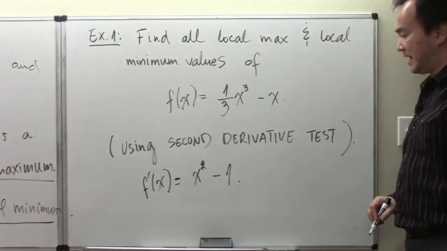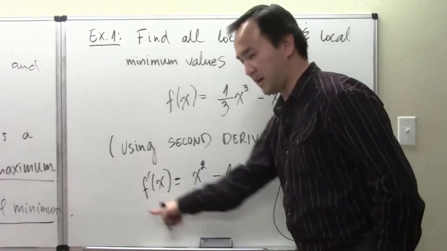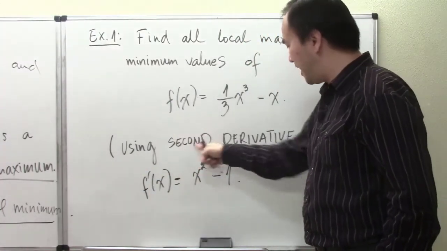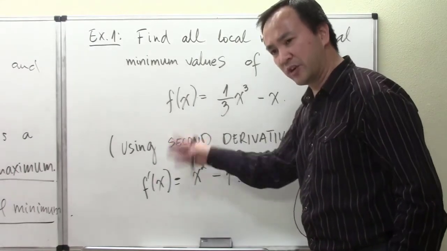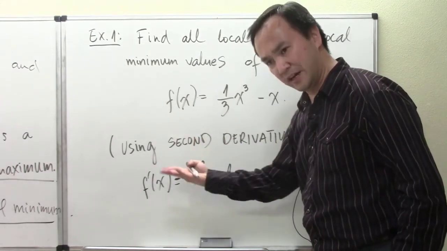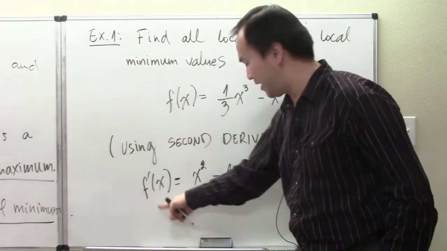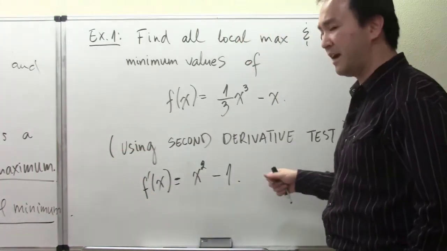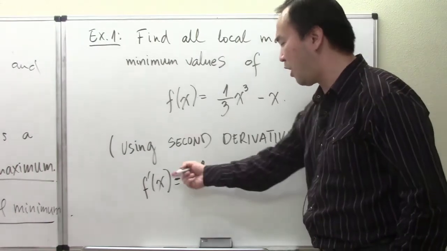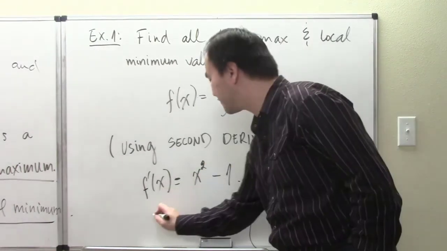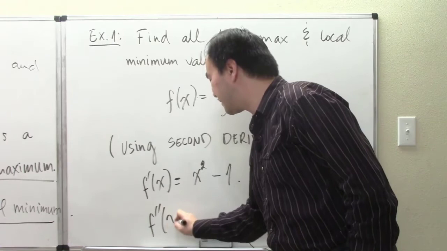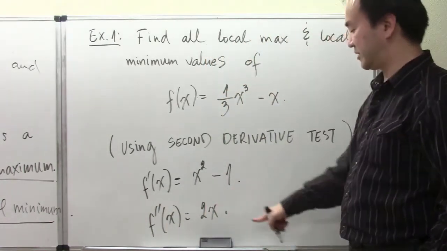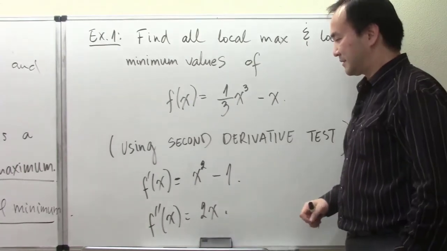Now I have my first derivative. Sooner or later we will use a second derivative test, so think of it as planning ahead. It makes sense that we go ahead and find the second derivative, even though we haven't used it yet, since we're already working with derivatives. The second derivative here is going to be 2x. I'm going to keep that for later use.